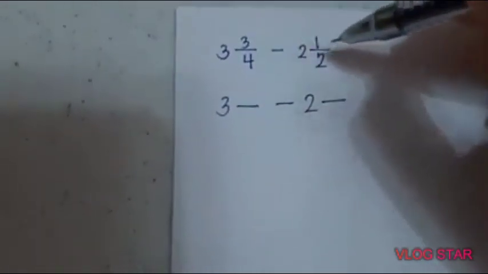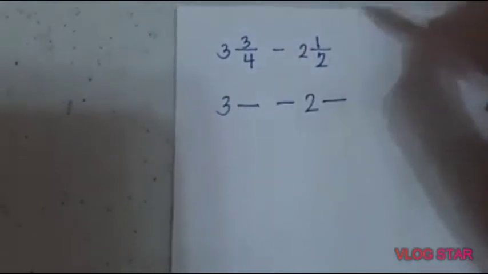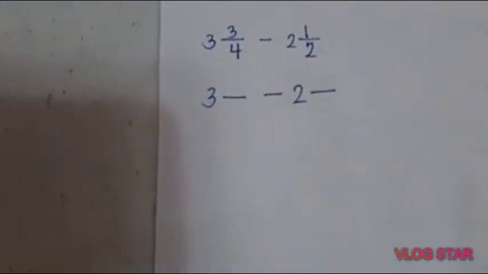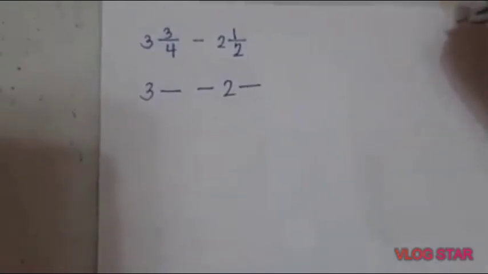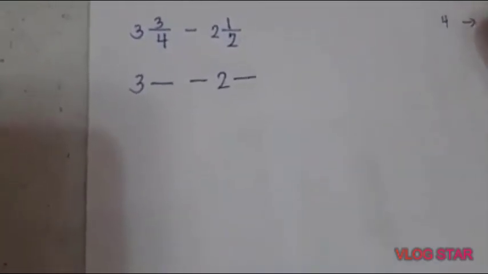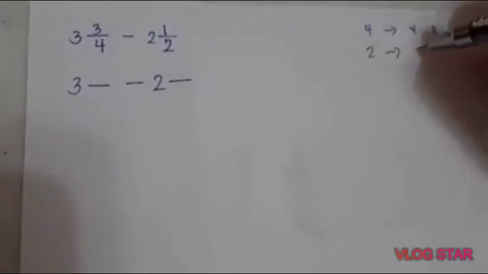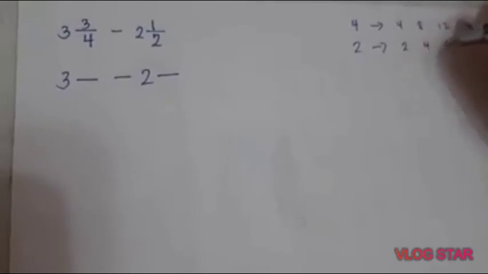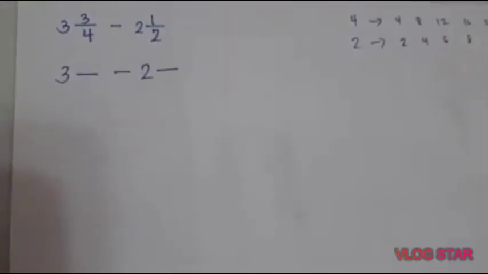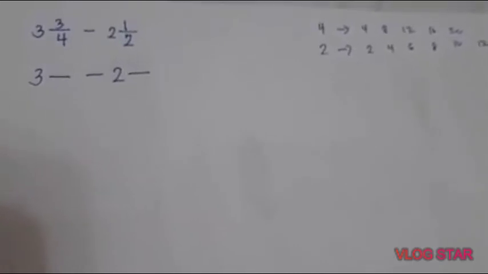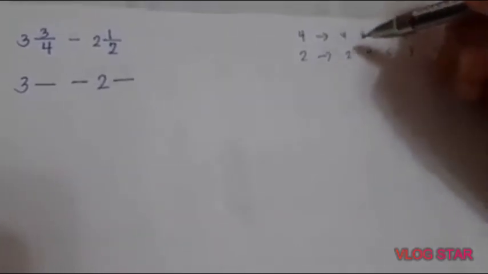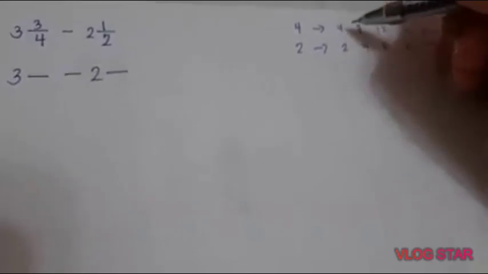So what is a product of 4, which is also a product of 2? If you can think of a number which is a product of 4 and at the same time a product of 2, skip count. 4, 8, 12, 16, 20. For number 2, skip count by 2: 2, 4, 6, 8, 10, 12, and so on. So looking at your products of 4 and 2, the least common multiple is 4. Therefore, you're going to use 4 as your least common denominator.